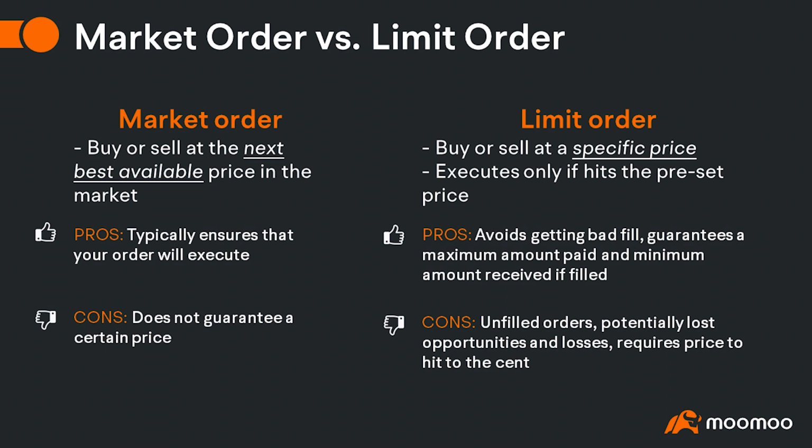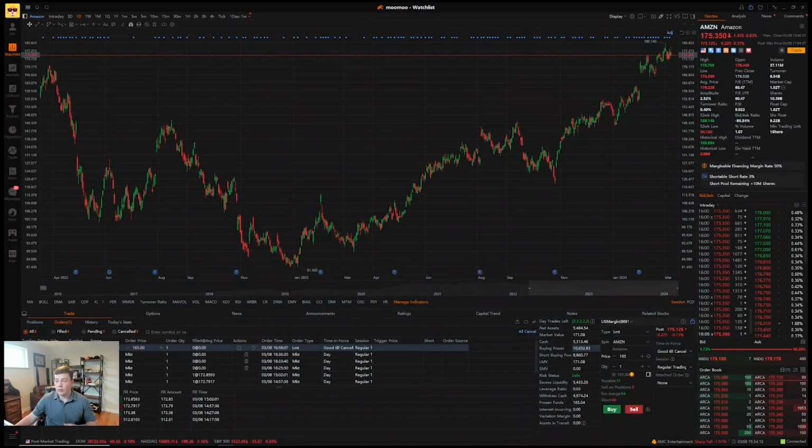So if the market never reaches your specified price for your order, it will just never be executed in that scenario. A buy limit order is typically placed below the market price, and a sell limit order is typically placed above the current price. So let's take a look at our desktop platform again.